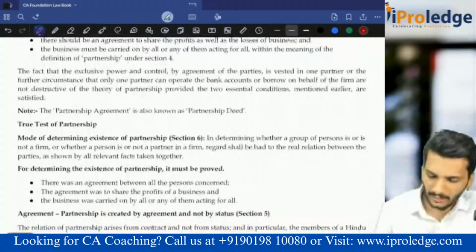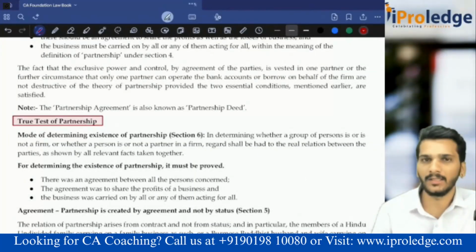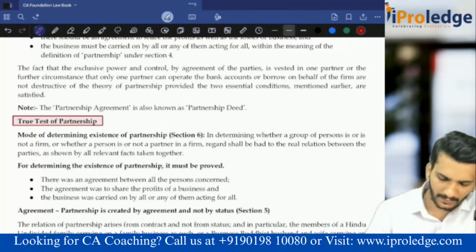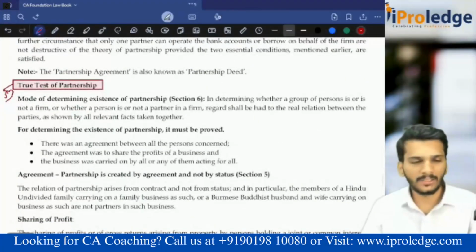Then there is something called the true test of partnership. Actually, these are the elements of partnership only. They just separate it out. They might ask this for 3 marks. Multiple times it has been asked for 3 marks. So what is this true test of partnership?